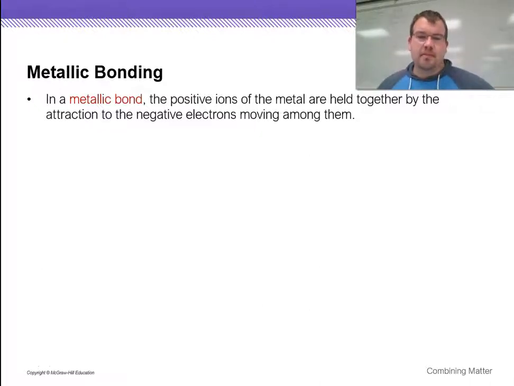So in metallic bonds, the positive ions of the metal are held together by the attraction to the negative electrons moving among them. What they do is they just release off their electrons to get a full outer shell, and it builds what's called a sea of electrons, which gives the ability for the metals to stay together, those ions, and it gives us the ability to shape, transfer electricity, all those properties that are specific to metals: ductility, malleability, luster, every bit of it is based off of that sea of electrons.